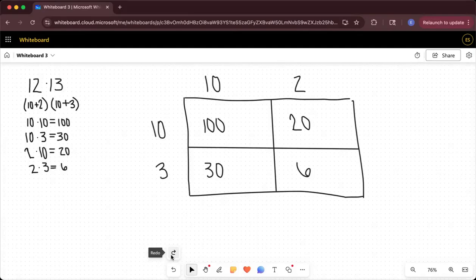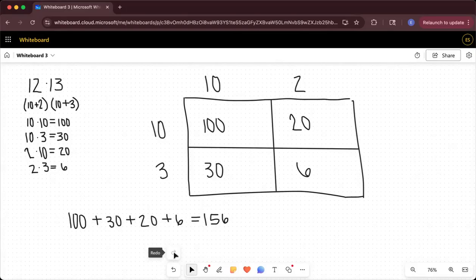So now we add all the pieces together. We would do 100 plus 30 plus 20 plus 6 equals 156. Meaning that 12 times 13 is 156.